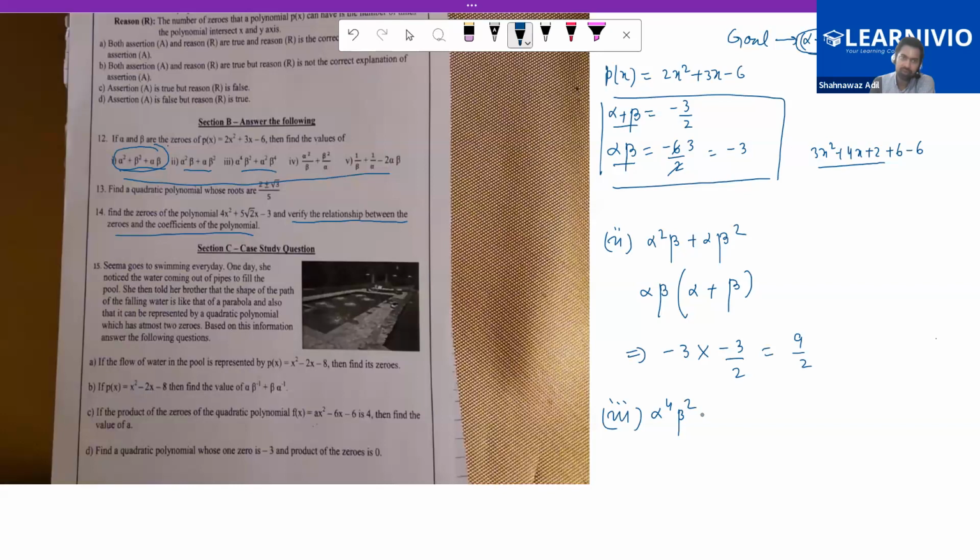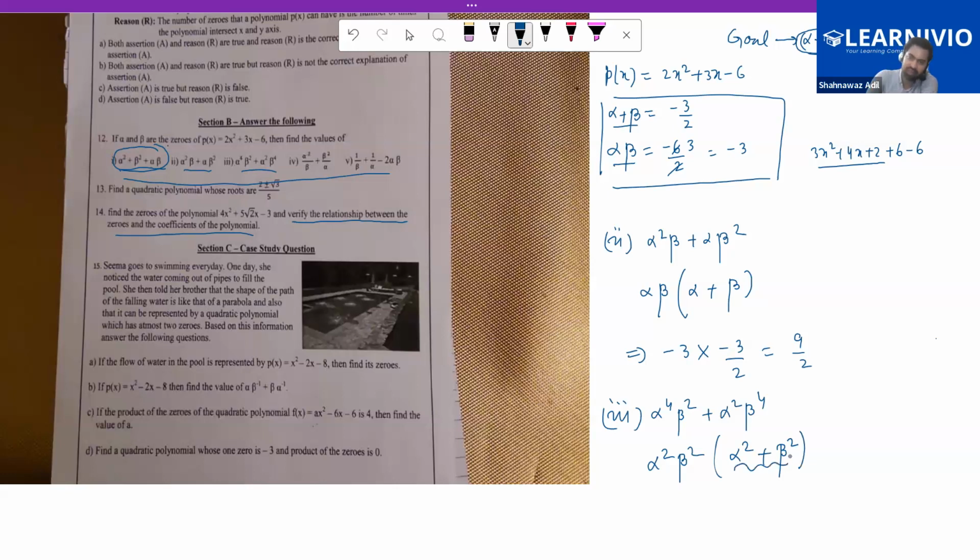Okay, and then let us simultaneously solve this one. Alpha 4 beta square plus alpha square beta 4. What should I take common in this one? Alpha and beta. Highest power we should take. So alpha square beta square, sir. Right? If I take this common, then what would be remaining in here? Alpha square plus beta square. Absolutely correct.